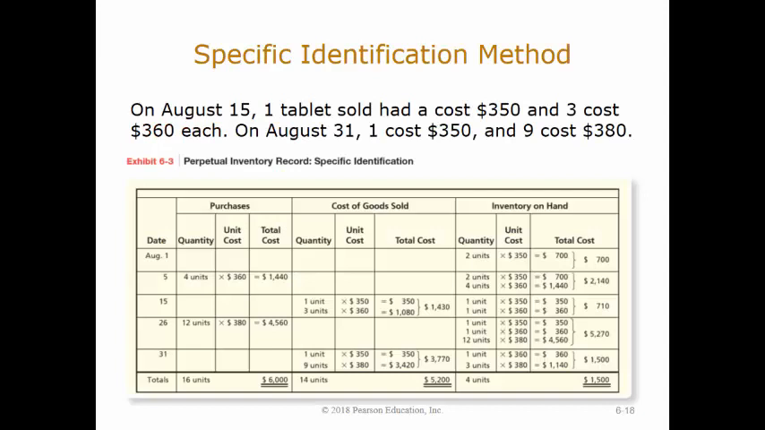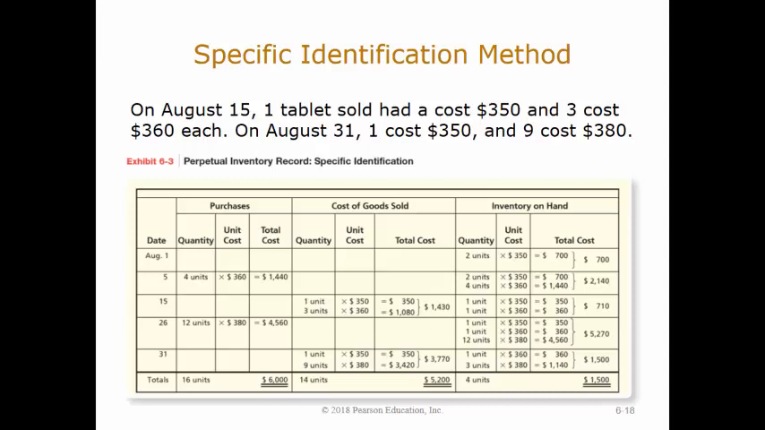Assume that of the 4 tablets sold on August 15th, 1 had a cost of $350 and 3 had a cost of $360. As for the August 31st sale, 1 had a cost of $350 and 9 had a cost of $380. The cost of goods sold and ending merchandise inventory are shown in Exhibit 6.3. In effect, each time there is a sale, we would remove from inventory only the cost that is specifically identified with the specific units that are sold.